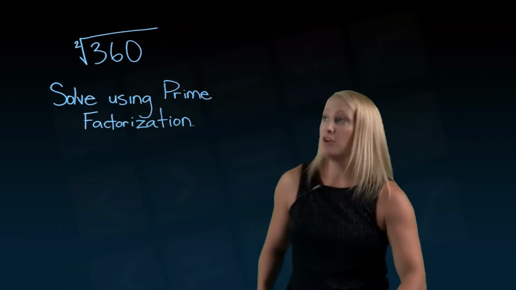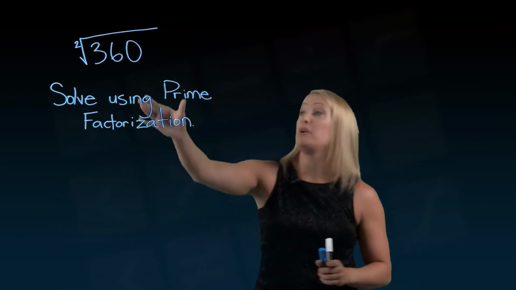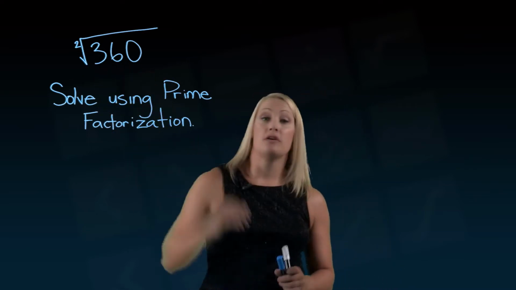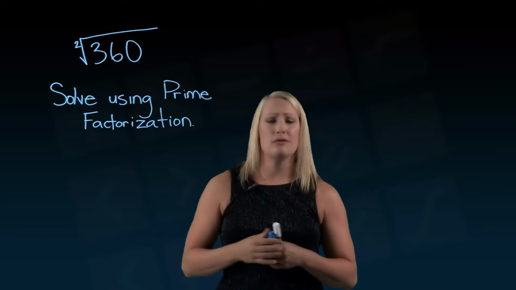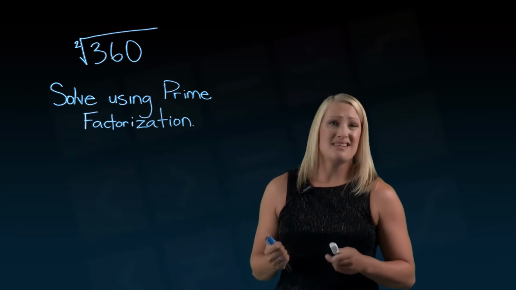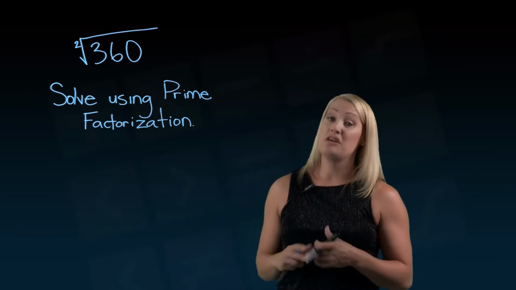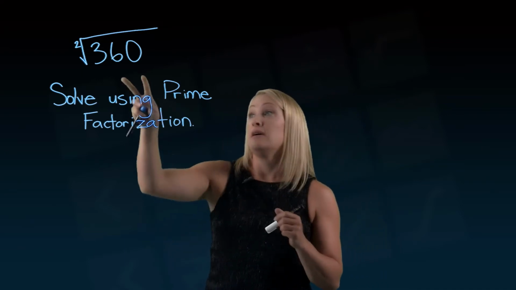Okay, so let's take a look at another example. I've written up here now the square root of 360. Our last example had a perfect square root, and that was so nice that it worked out that way, but it doesn't always work out that way. So let's take a look at one that maybe isn't so perfect.